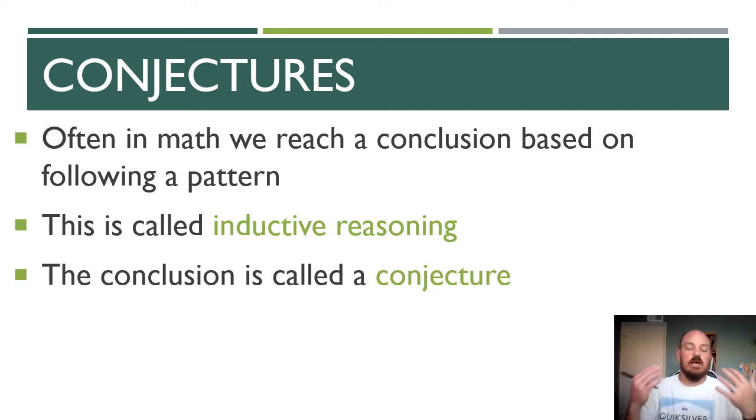Now, when you take a look at something, you notice a pattern, and you say to yourself, okay, I think this is what's going to happen next. I think this is the pattern. I think this is always going to happen. That's called making a conjecture.